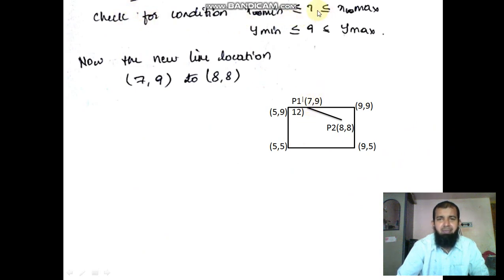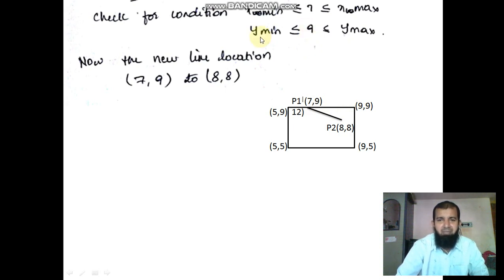Check for the condition. Is 7 less than 9? X max is 9 here, so 7 is less than 9, yes. And 7 is greater than 5, yes. X min is 5 here, so 5 is less than 7, yes, and 7 is less than 9, yes. Condition satisfied.